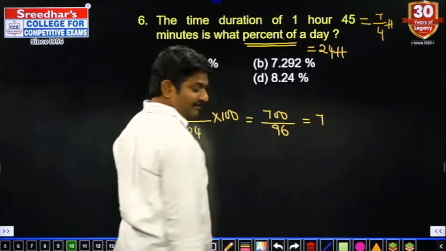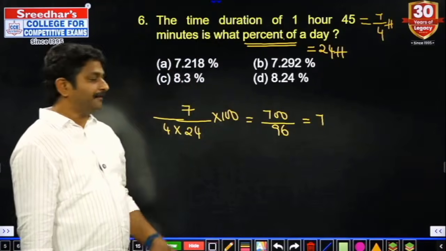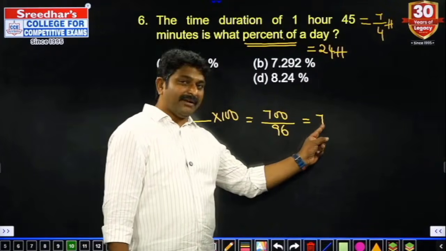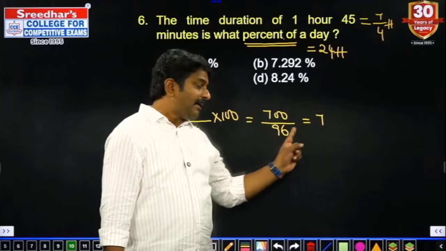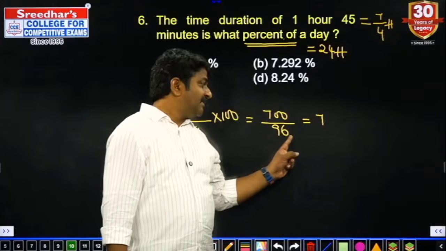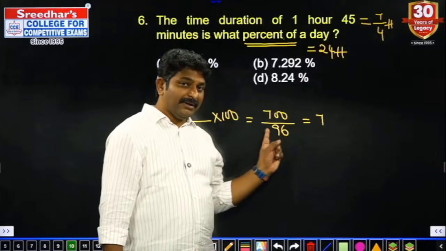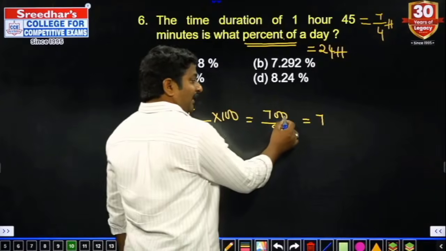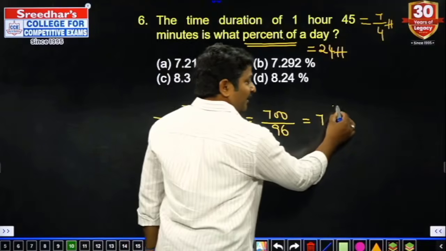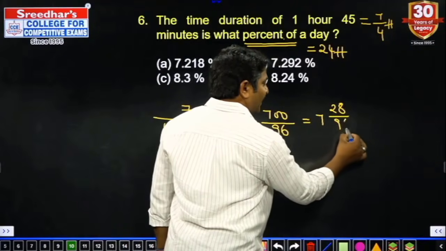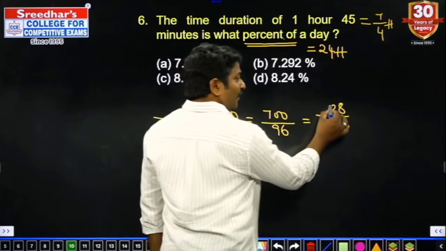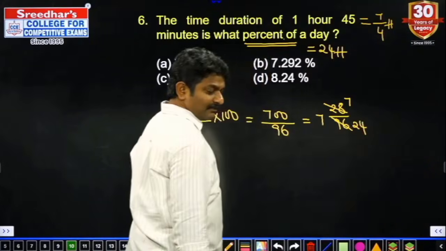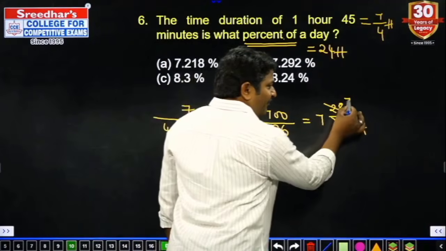96, 7 times. Let me tell you the calculation part here. 90 into 7, 630. 6 into 7, 42. 630 plus 42, 672. Still you have 28. 28 by 96. Let me write it as 28 by 96 directly like this. 4 7 times, 4 24 times. 7 by 24 we have to calculate.